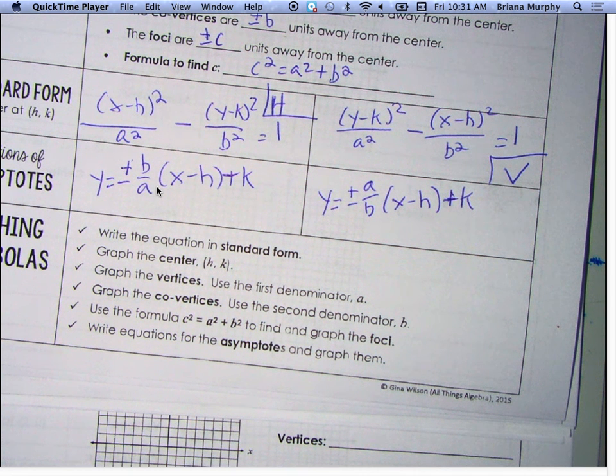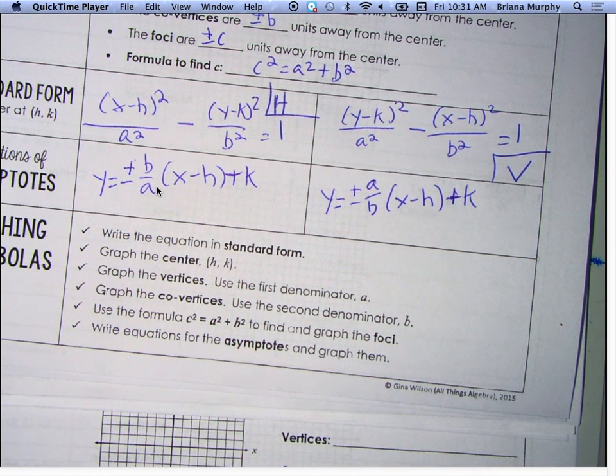All right, graphing hyperbolas. So if you're not finished writing, keep writing. I'm just reading this checklist below. To graph a hyperbola, you need to: 1, write the equation in standard form, or have it given to you. 2, graph the center, h, k. 3, graph the vertices, using the first denominator, a. 4, graph the co-vertices, using the second denominator, b. 5, use the formula c squared equals a squared plus b squared to graph the focus points. 6, write the equations and graph them for the asymptotes. Then you can finally write in your hyperbola.